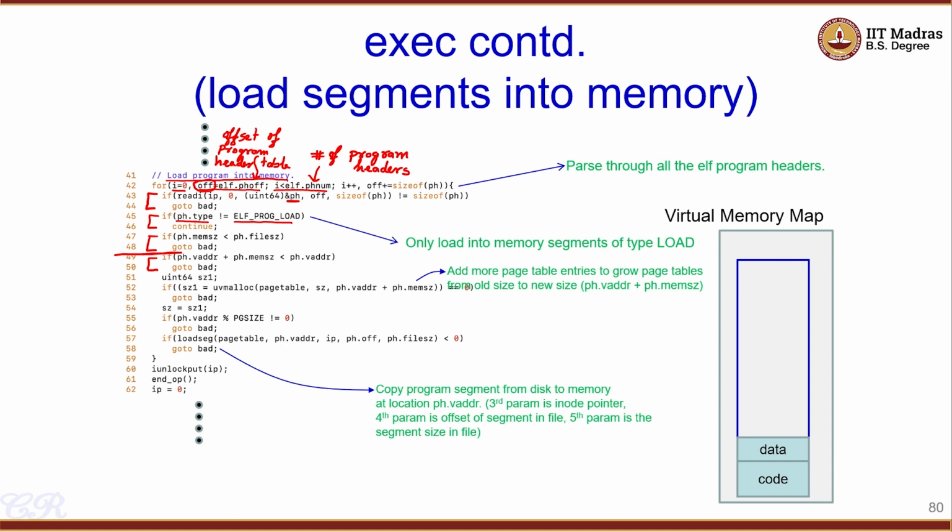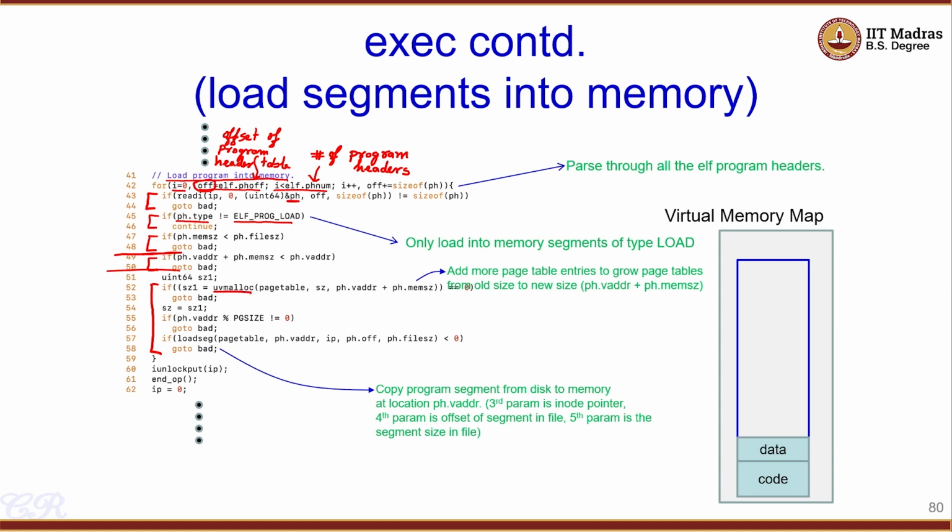So if this memory size is so large that when it's added to v address, the virtual address, it overflows, and the overflow causes this result to go true, this if condition to go through, and you go to bad, right? So this is another sanity check.